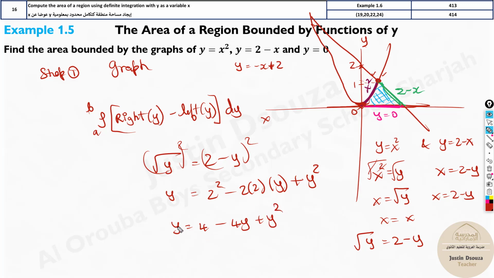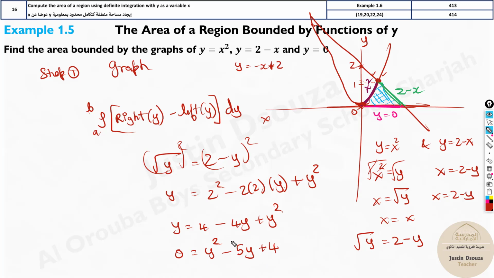Now take everything to one side. I'll bring this y to the other side and write it. 0 is equal to y squared, minus 4y minus y, that is minus 5y, and lastly plus 4. This is the quadratic form.